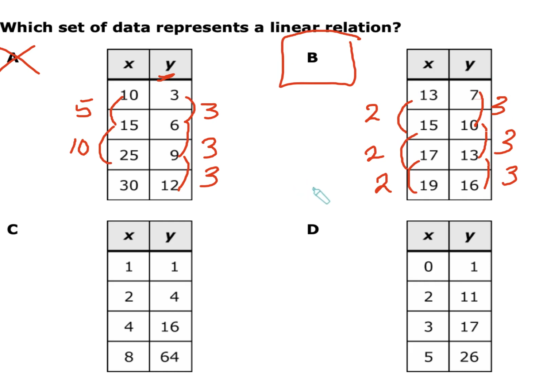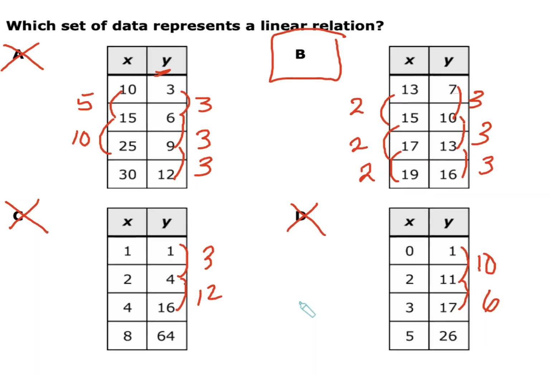Let's check C and D just to see. Okay, the difference between 4 and 1 is 3. However, the difference between 16 and 4 is 12. That is not linear. If we look at D, the difference between 11 and 1 is 10. And the difference between 17 and 11 is 6. That excludes D from being linear.